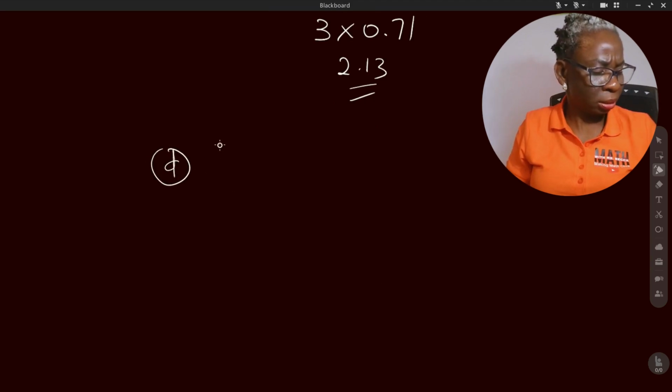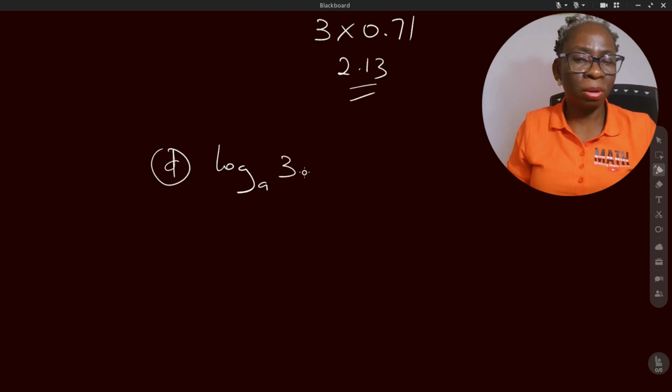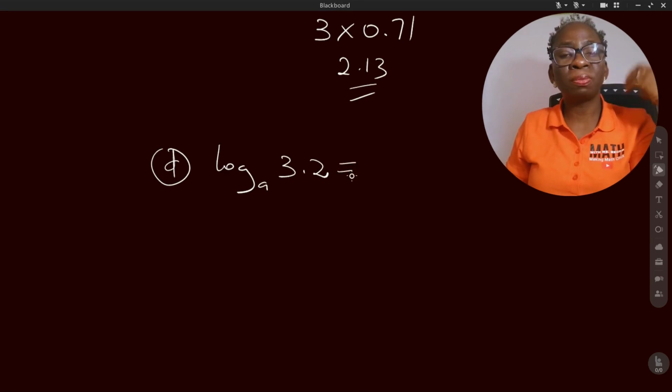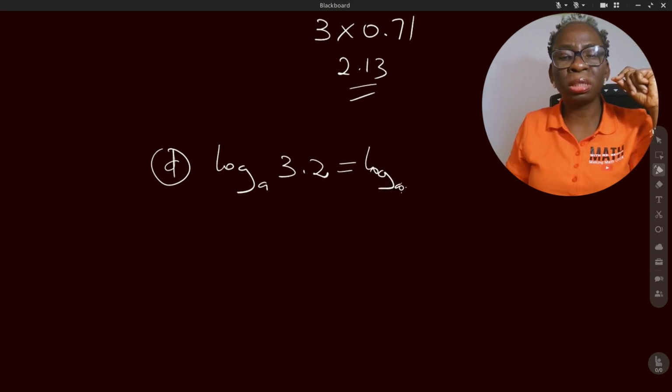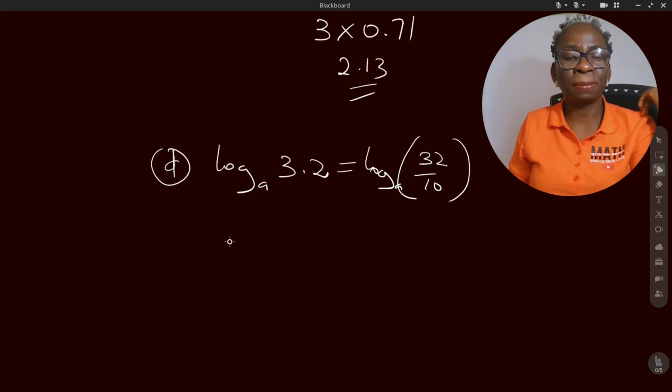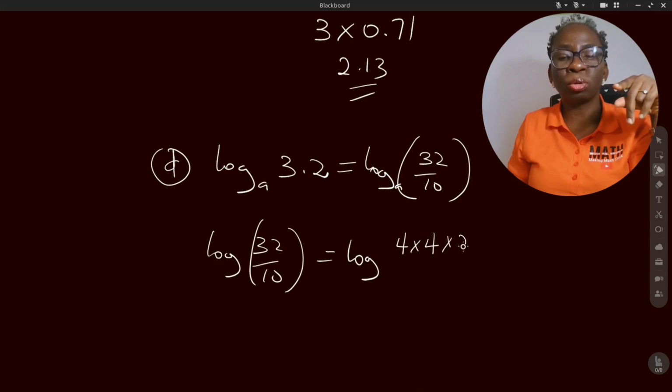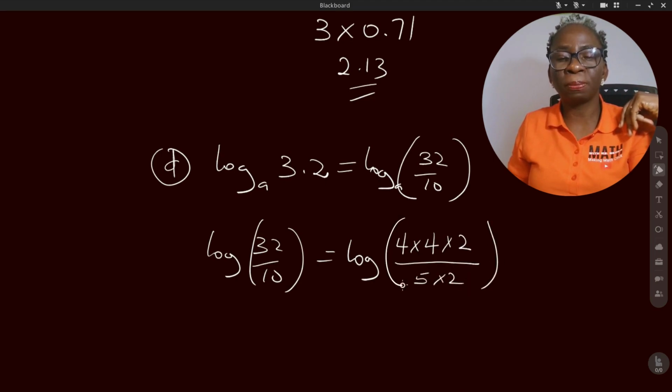Now the next one, D. D says log base A of 3.2. Now, this looks a little tricky, but it's not. So how do we express 3.2 in terms of 4 and 5? Let's think of it this way. 3.2 is the same thing as 32 over 10, right? So this is log 32 over 10. Now let's simplify both. 32 is 4 times 4 is 16, then times 2 is 32, and over 5 times 2 which gives 10.